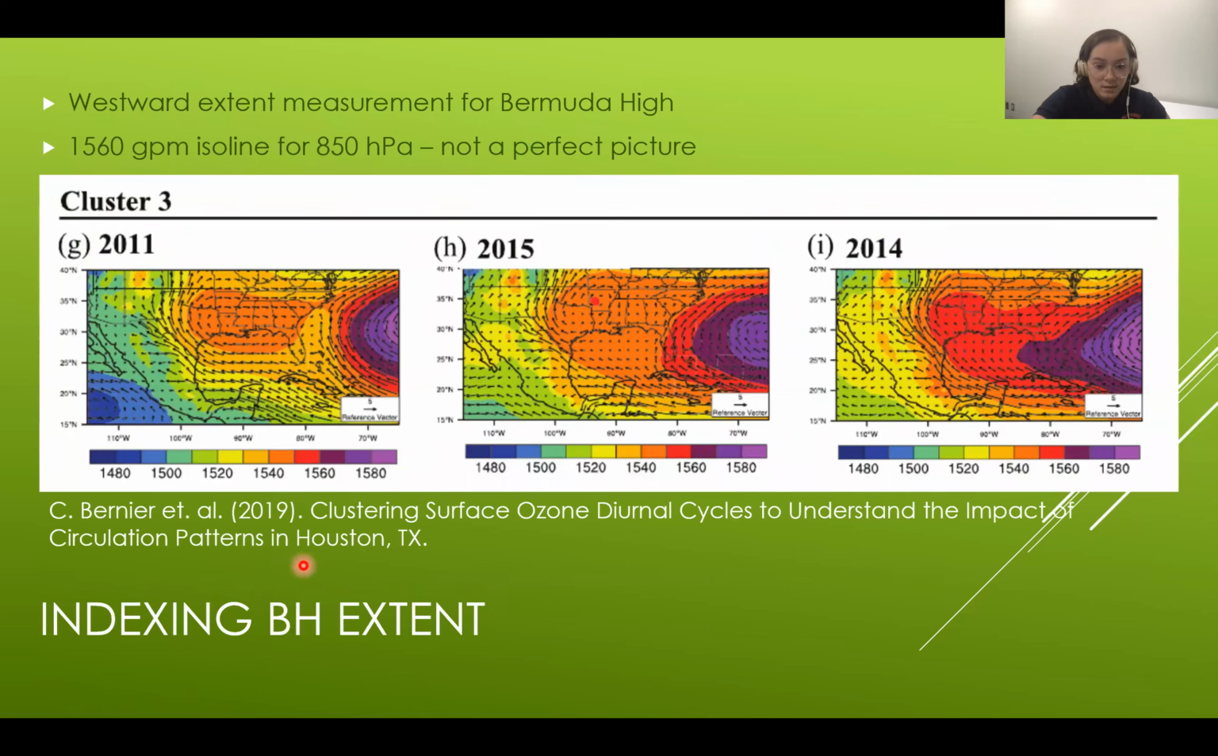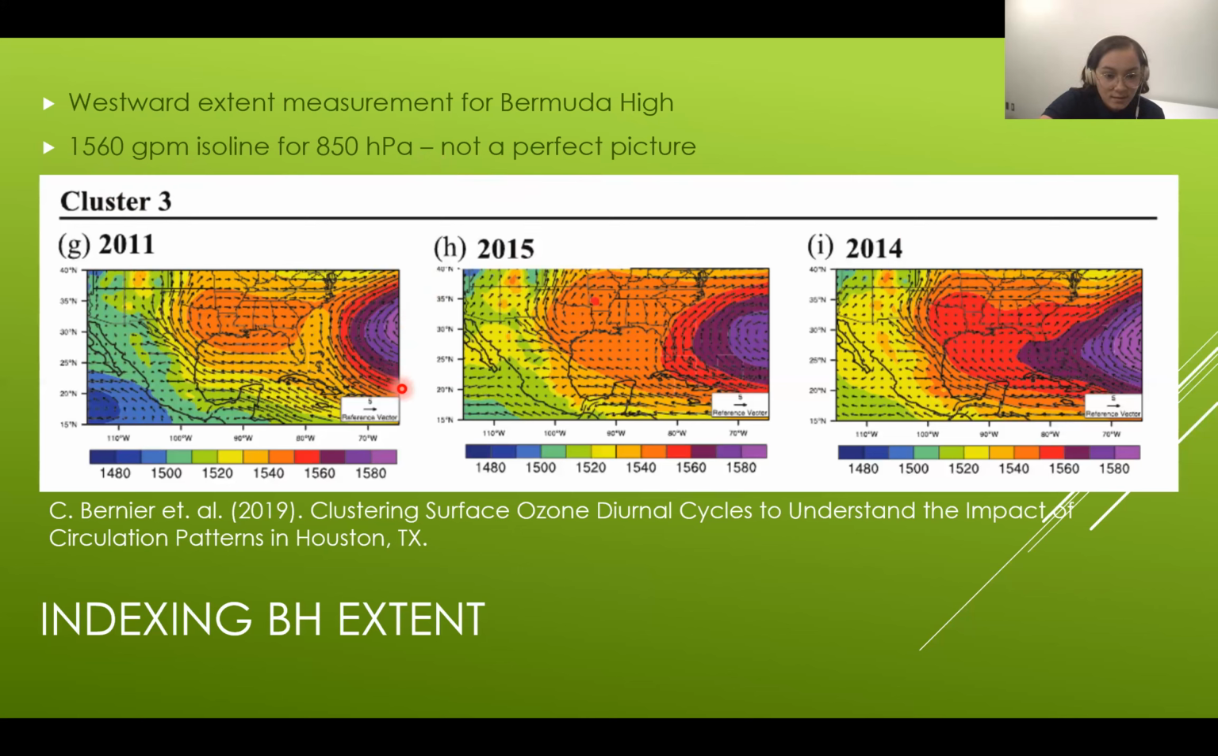And one way to measure the extent of the Bermuda High is just that, to use longitude and find the longitude at which a piece of air, an air parcel 1,560 meters above sea level, would have a pressure of 850 hectopascals exerted on it. And you know how I mentioned that those researchers were using diurnal patterns to cluster data? So this is one of those clusters.